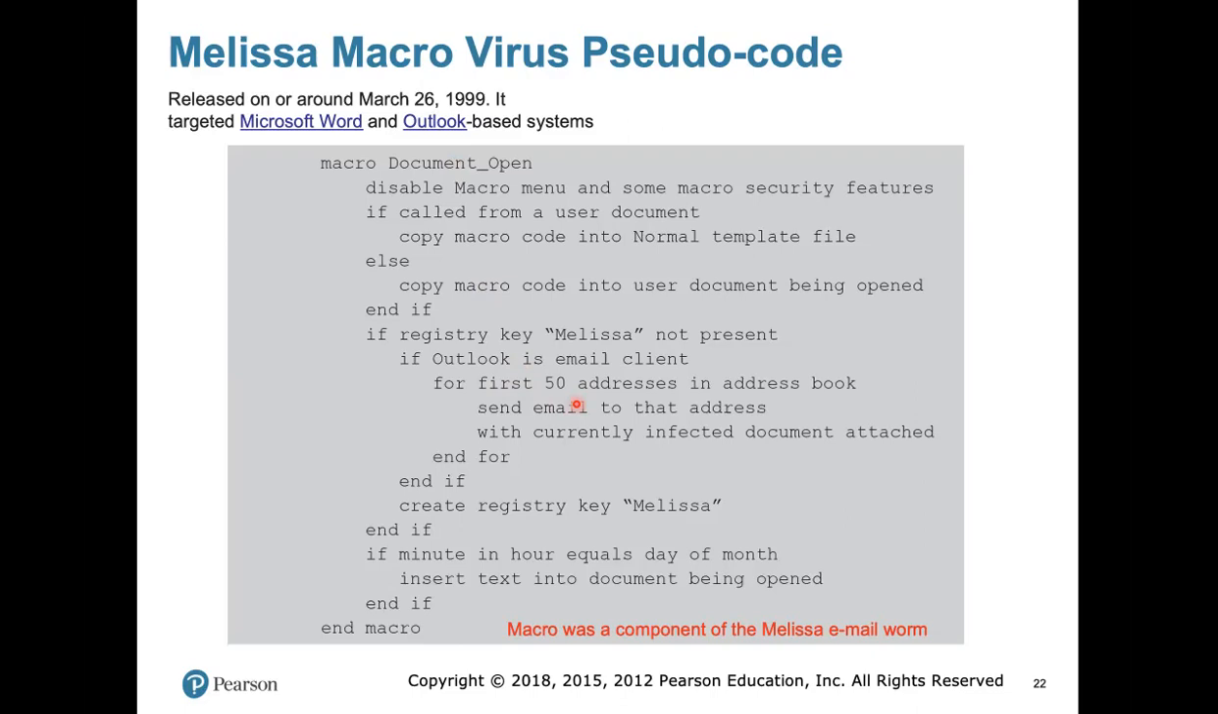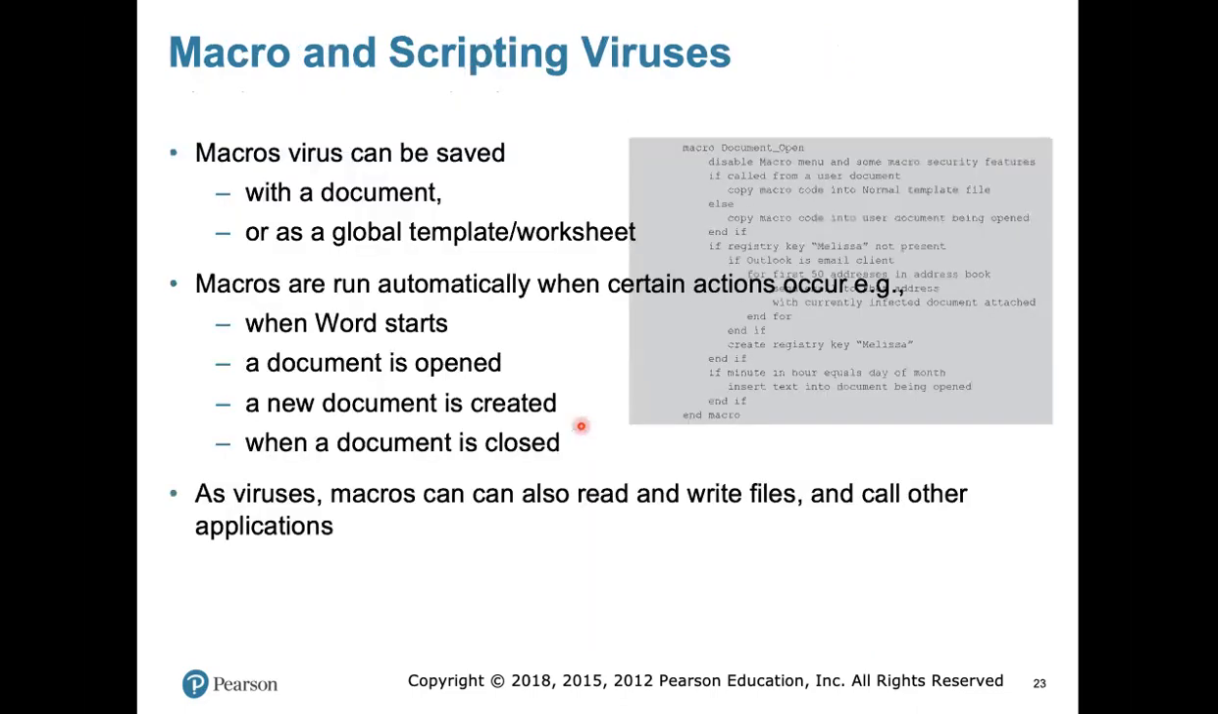To track that, it defines a registry key under the Windows registry. You know what the Windows registry is? It is a place where Windows keeps track of everything: applications, their status, and so on. It defines a registry key called Melissa, and if the Melissa key is already defined in the registry, it doesn't send the emails. So it sends only for the first time. Anyway, now let's continue with our discussion.